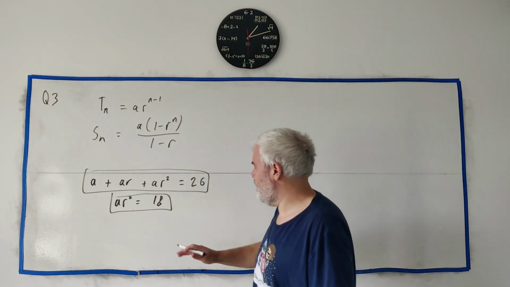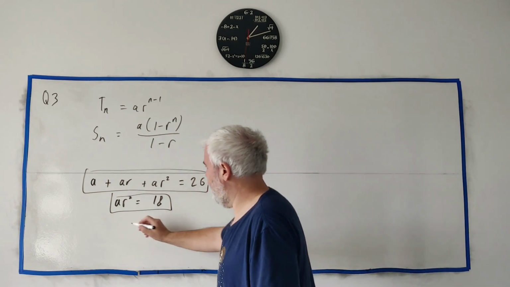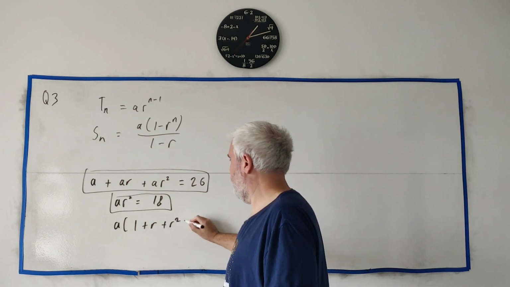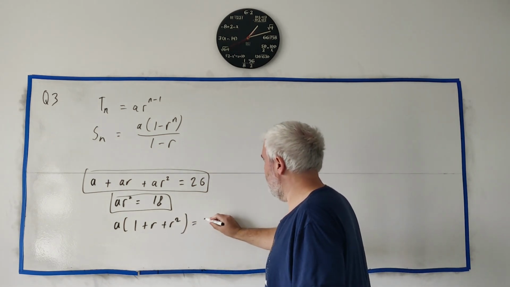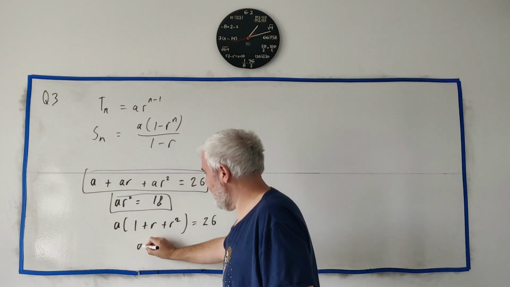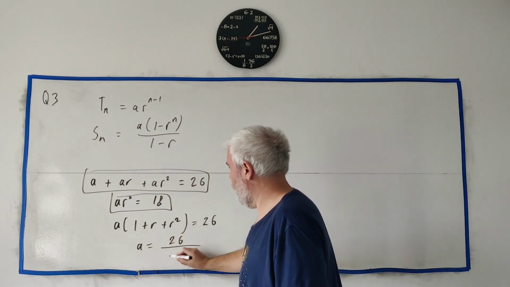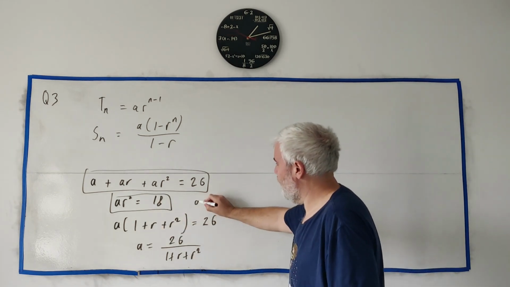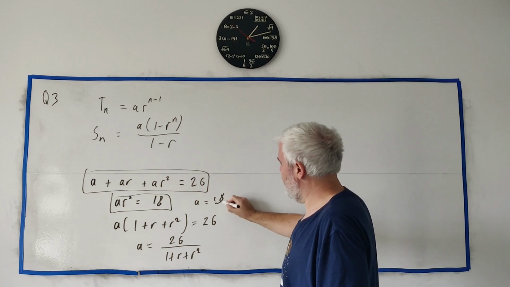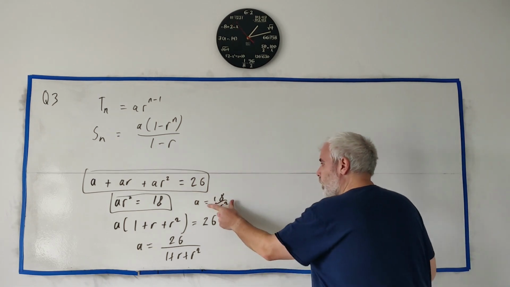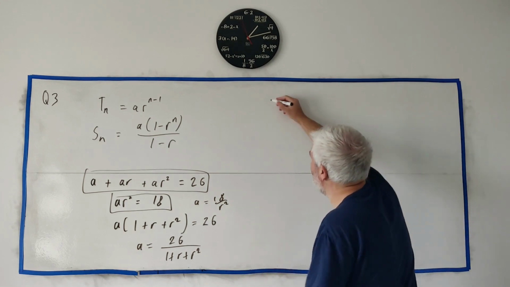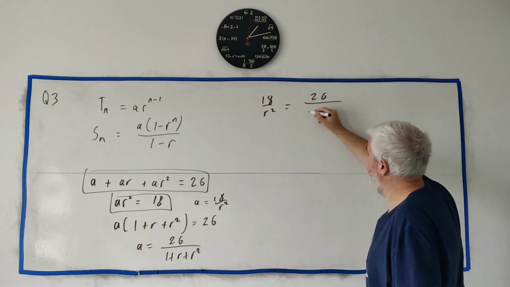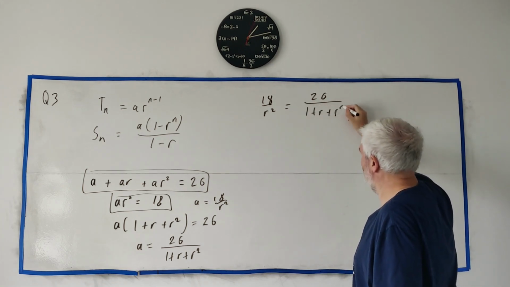Now we combine this just like we did previously. I'll rewrite this one here as a multiplied by 1 plus r plus r squared is equal to 26. So we can rewrite that as a is equal to 26 over 1 plus r plus r squared. And just like previously, this one could be rewritten as a is equal to 18 over r squared. We're going to put these two together. Let me write them out first actually. 18 over r squared is equal to 26 over 1 plus r plus r squared.